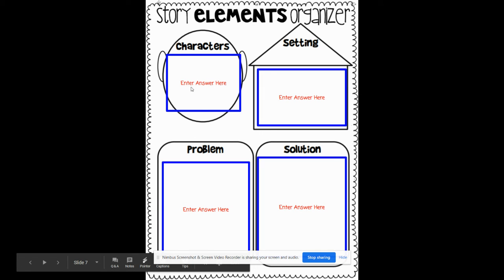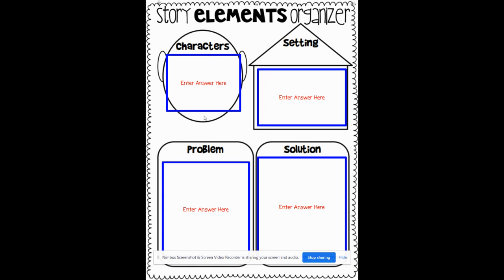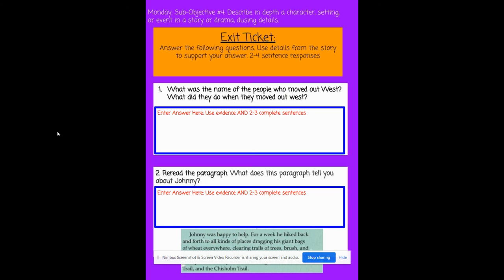On this page right here is where you will enter the text. Characters, you can just list them out. Setting, problem, solution, all need to be in complete sentences. Okay, and your exit ticket for today is right here. If you notice, it says answer in 2 to 4 complete sentences. I don't want any single words.